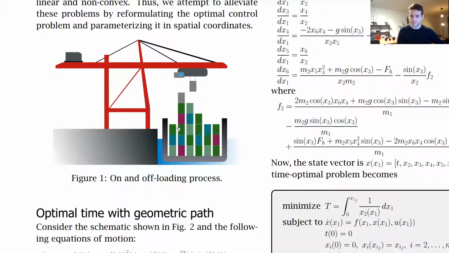This kind of problem can be hard to solve if we use time discretization, because we don't know the length over which the discretization is performed. Also, since the stack heights are a function of space, the constraints are nonlinear and non-convex. In this work, we try to make it less problematic by reformulating it and parameterizing it in spatial coordinates.